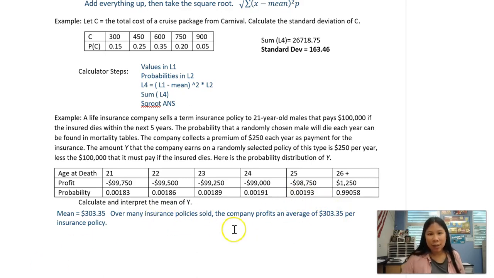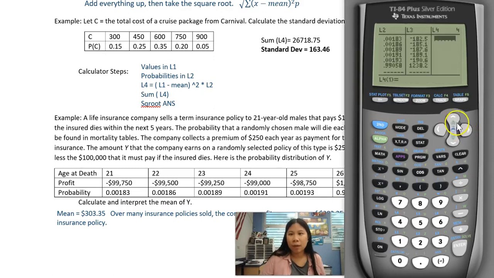So let's move on to the standard deviation. So back to the calculator. We're going to scroll over to L4 and then scroll all the way up so that L4 is highlighted before we start typing in. So we want to take each of our values, which was in L1, minus the mean. So we got 303.35. After you subtract, you square it, and then times it by all your probabilities, which was in L2. Hit enter. Cool, we got all our numbers.